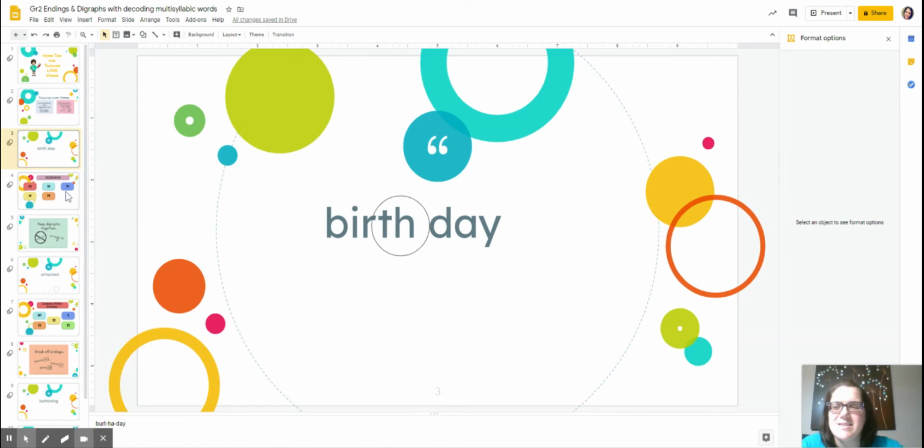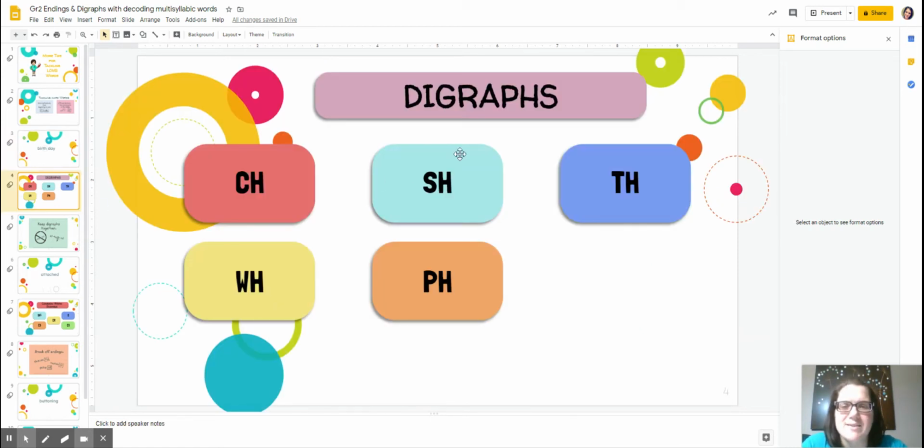So TH is called a digraph. Digraphs are two letters that come together, and when they come together, they make one sound. They're best friends and they stick together like glue and they never separate. Some of the digraphs we have are CH, it says ch, ch, ch. It doesn't say k, right? Or SH says shh. TH says th. WH says wh, wh. Or PH, which is a silly one, says like phone. It says the F sound.